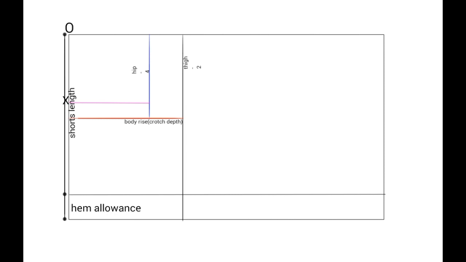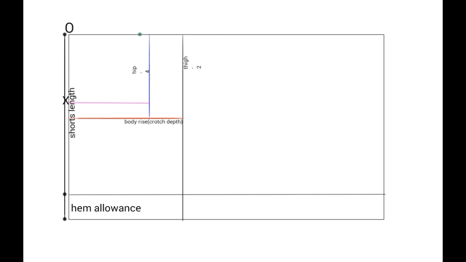The next thing you'll be doing is your hip divided by 4. You divide your hip by 4, then you take it across. I represented it with the blue line. Then take it from up down, the O line, take it from there and stop on the body rise.